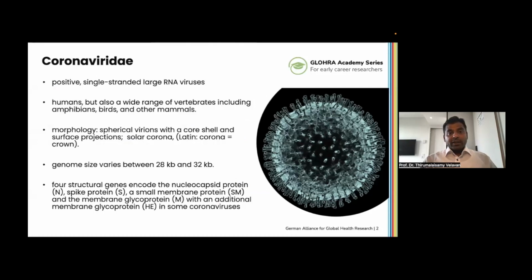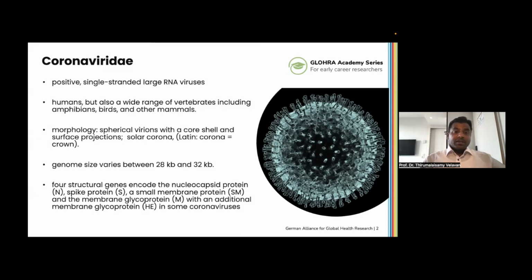To begin with, I will start with the overall introduction, a bit more about coronaviruses, a bit about MERS-CoV in terms of diagnosis, symptoms, but also in terms of treatment, vaccines, and other characteristics. Then dive a bit deeper into the paper so that you have an overview of MERS-CoV as a whole. So coronaviruses belong to the family Coronaviridae, which are positive single-stranded large RNA viruses.